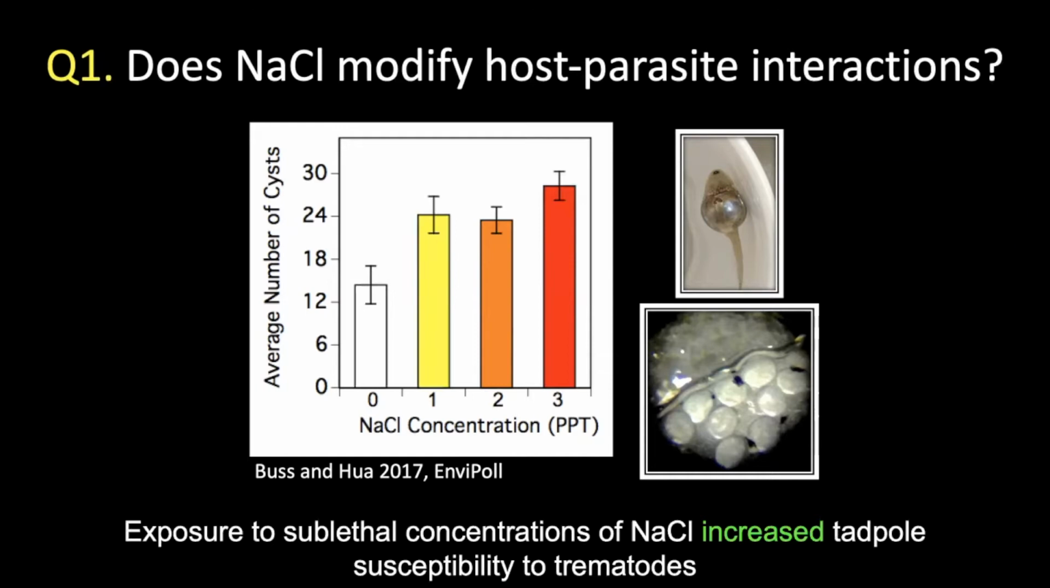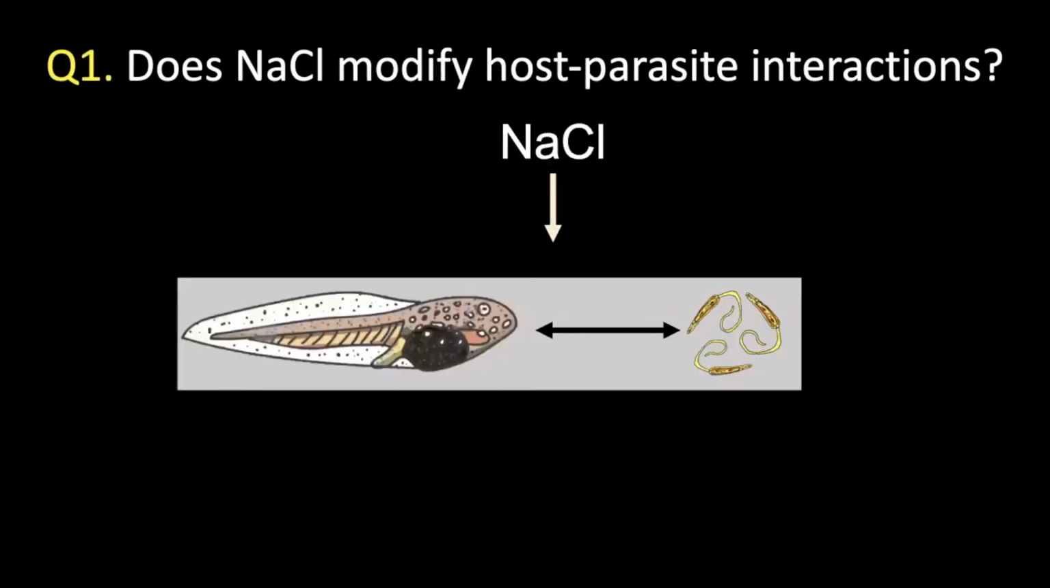So taking a step back, what are the main take-homes here? We found that sublethal concentrations of salt can modify host-parasite interactions, but what I think the main take-home is, is that in the field of toxicology, we tend to focus on the lethal concentrations of a pollutant. We think that studies like these underscore the importance of also considering environmentally relevant and lower concentrations of pollutants, because while they may not have direct lethal effects, they may still harm amphibians by influencing their interactions with enemies like their parasites.